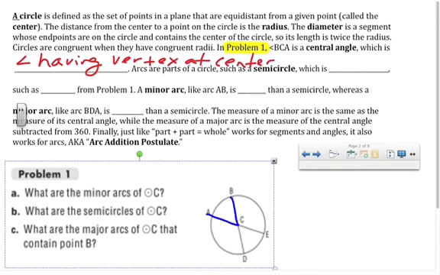You probably already know what a semicircle is. Half circle. What is the measure of a semicircle? Well, if the measure around a circle is how many degrees? 360. Then it should make sense that a semicircle is 180 degrees. Such as, for example, arc BED is a semicircle.